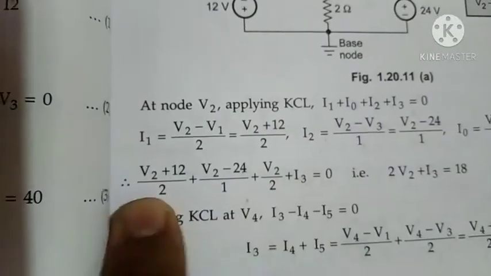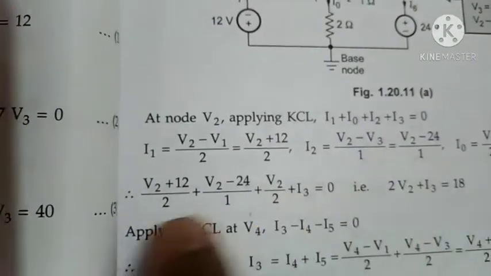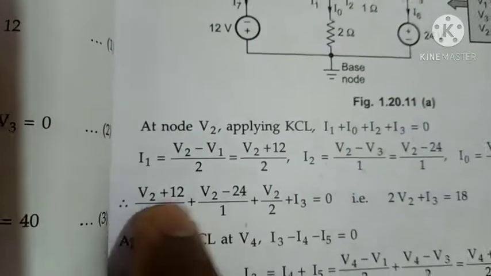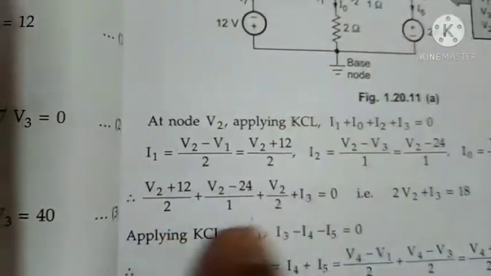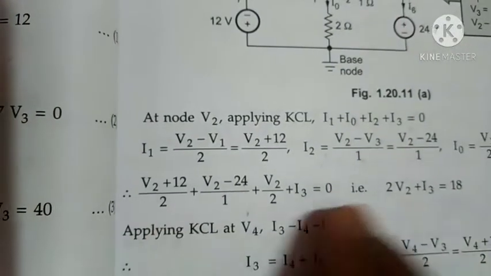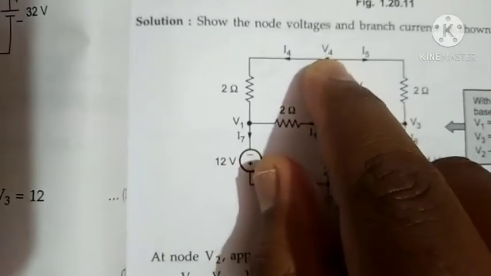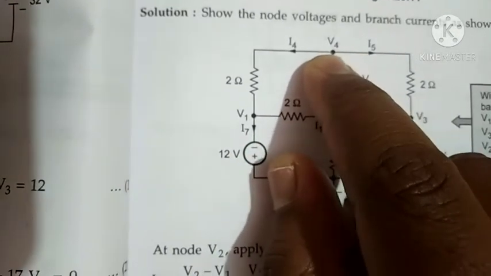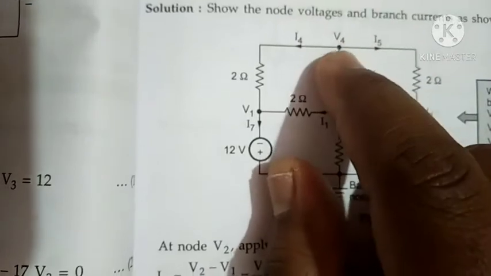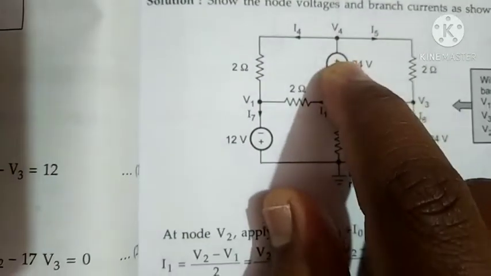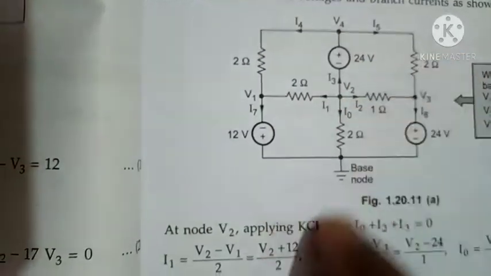We have not altered it. Whichever values we know, for example if you know the value of V1 and the value of V3, substitute those values and simplify, you get 2V1 plus I3 is equal to 18 volt. Okay, once again they are applying KCL to node V4. So what are the currents coming to V4? Incoming current is I3, outgoing currents are I4 and I5.